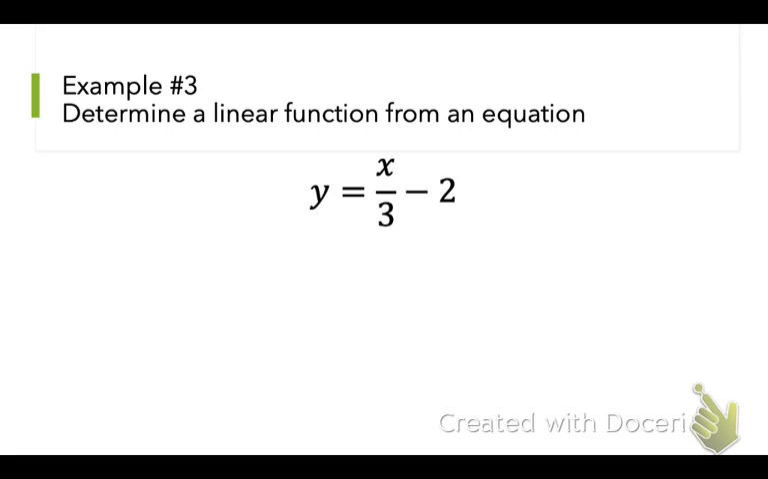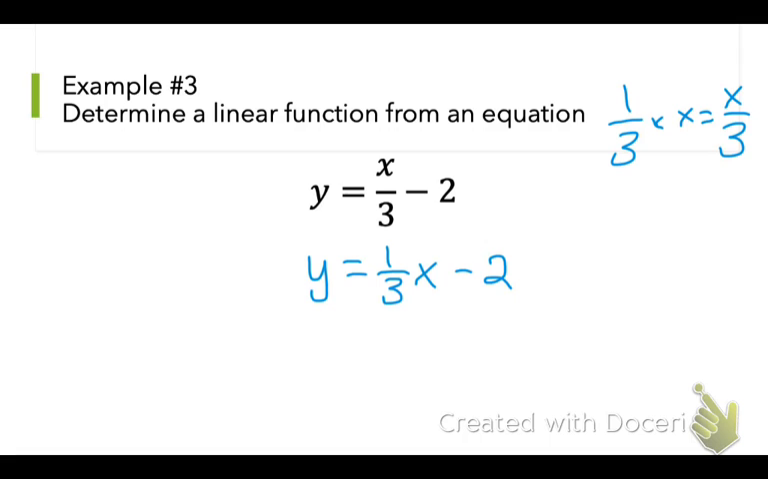So, if we look at example 3 first, we have y equals x over 3 minus 2. I could write this same exact equation as y equals 1/3 x minus 2. I could take that 1/3 out and put it right next to the x, because 1/3 times x is equal to x over 3. So now that I have x outside of a fraction, y equals 1/3 x minus 2, I can look at my x and say, oh, that's raised to the power of 1. So that's going to be a linear function because it's raised to the power of 1.